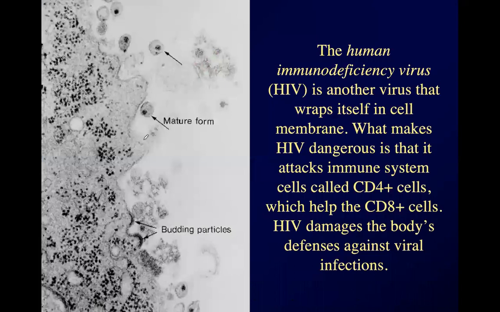So HIV, by the way, also wraps itself in cell membrane, and it attacks, I misspoke a little bit, it doesn't attack your CD8 cells, but it attacks immune system cells called CD4 cells, or so-called helper T cells, which help the CD8s. So HIV damages the body's defenses against infections. And if you have full-blown AIDS, acquired immune deficiency syndrome, you don't die of the virus. You start dying of infections that most people would shrug off right away.